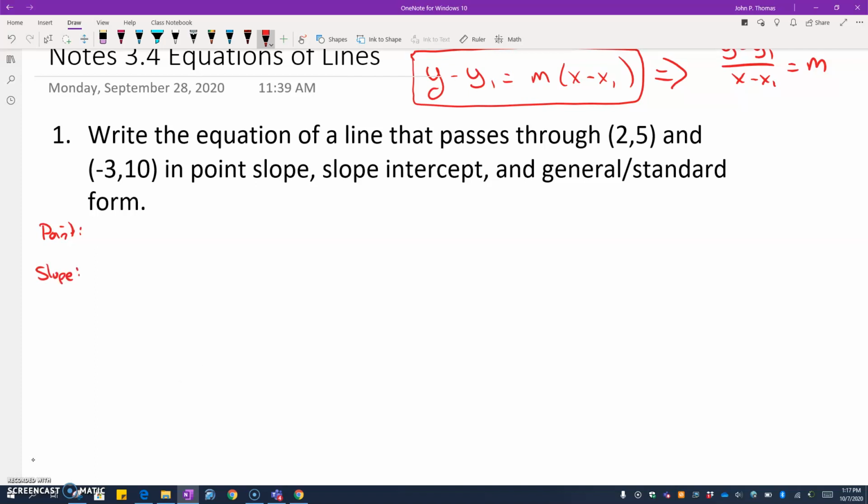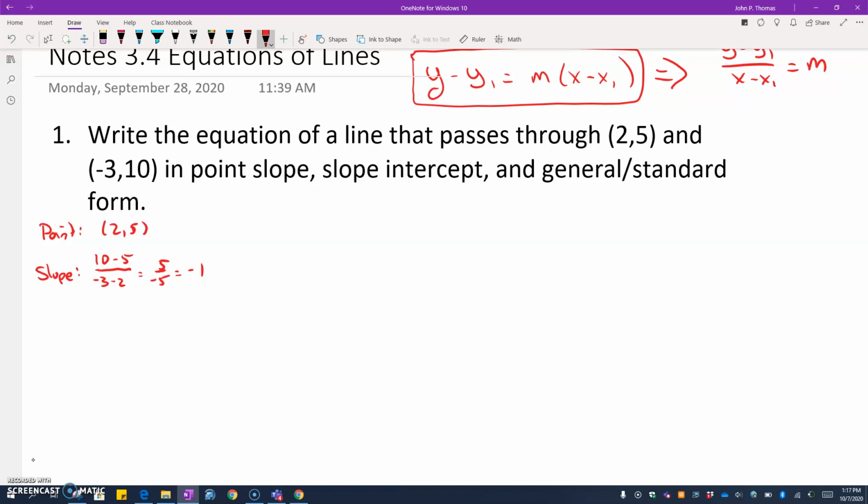So the slope, we're going to take our change in y, so 10 minus 5, over negative 3 minus 2. That's 5 over negative 5, which is a negative 1. All right, so we have the slope now, and next thing we need to do is take a point. There's 2 points on the line, so we're just going to pick one of them. I'm going to pick the 2 comma 5. I could have just as easily picked the other point.